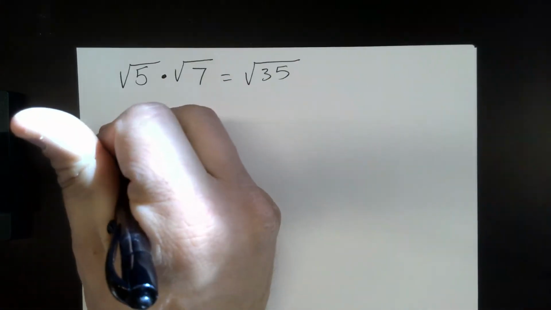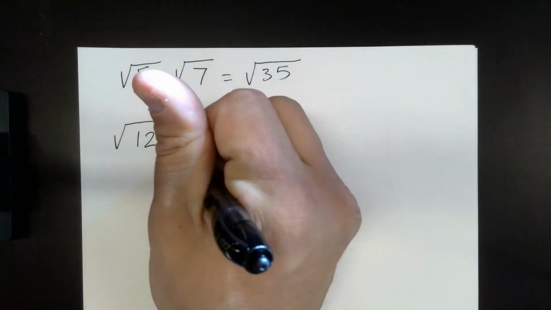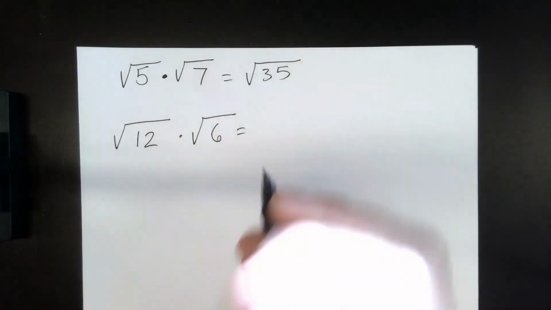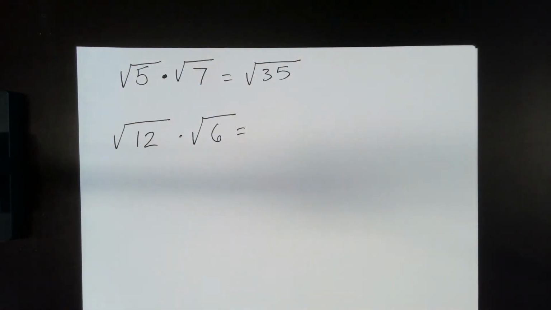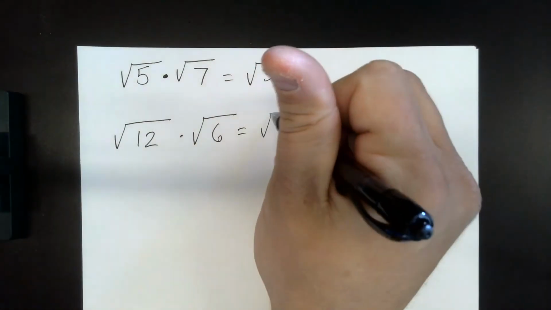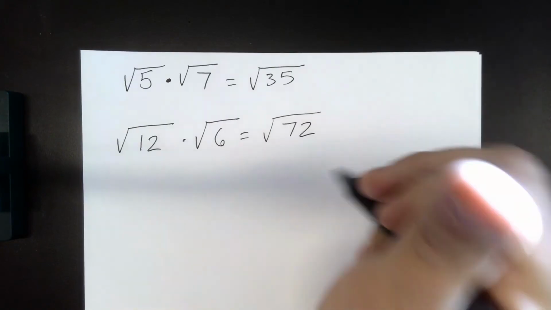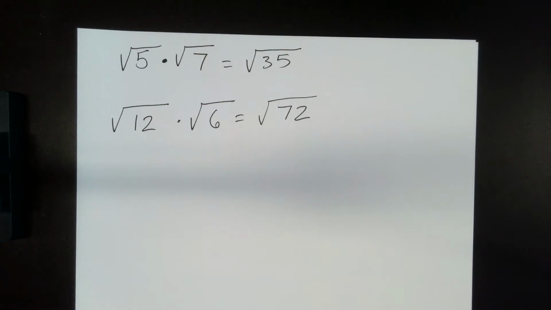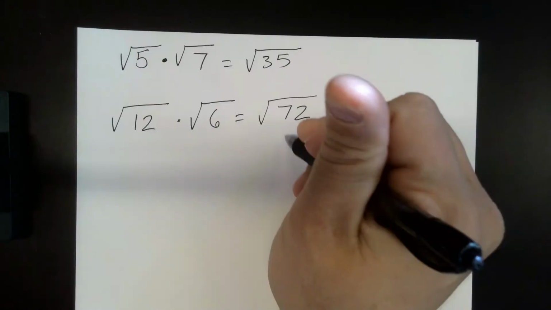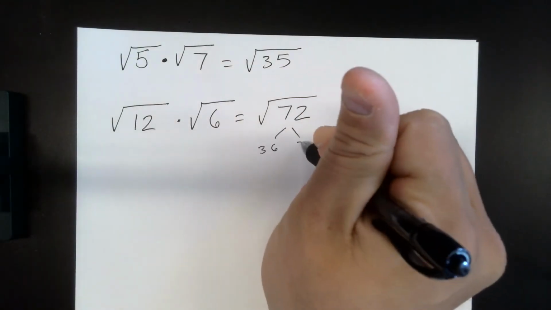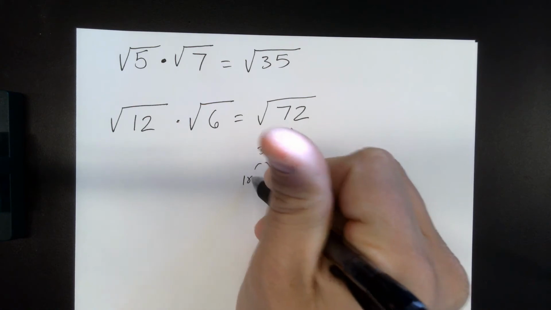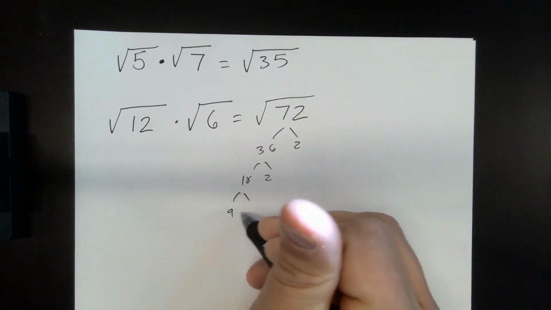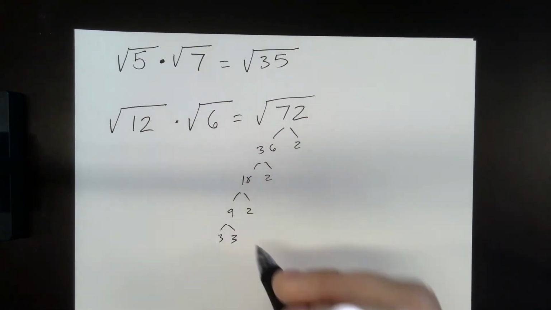Alright, so what about if we had this? So if I had the square root of 12 times the square root of 6. 72. So we multiply these two together and we get 72. Now we could start to factor. Now look, this is going to give us pairs. You always have to look to see if the root's going to give you pairs to see if you can simplify. Always. So we're going to look at this. It's going to give us 36 and 2. It's going to give us 18 and 2. 9 and 2. 3 and 3.